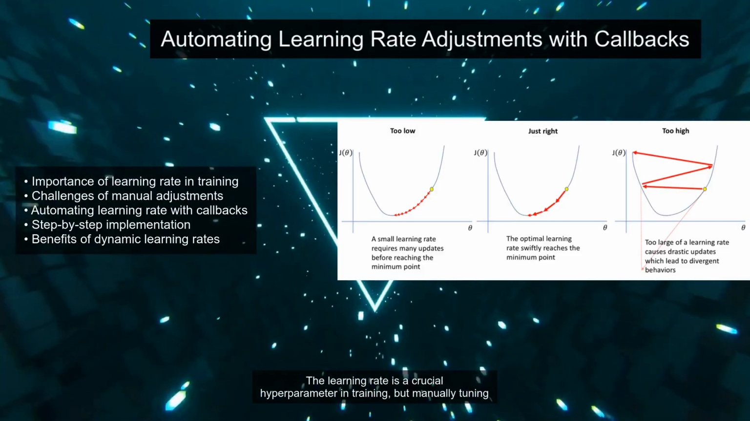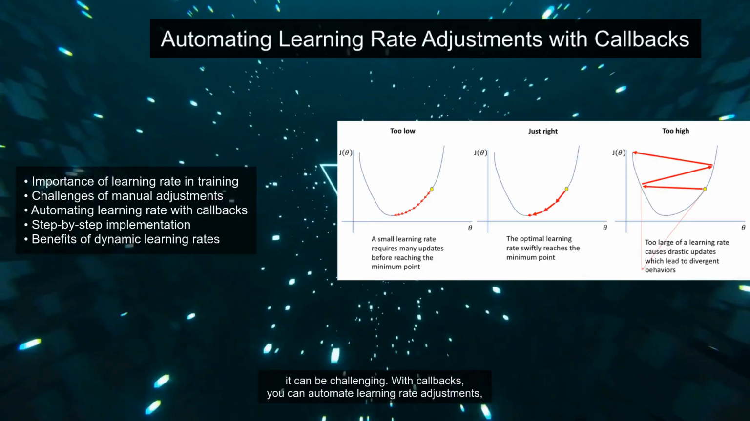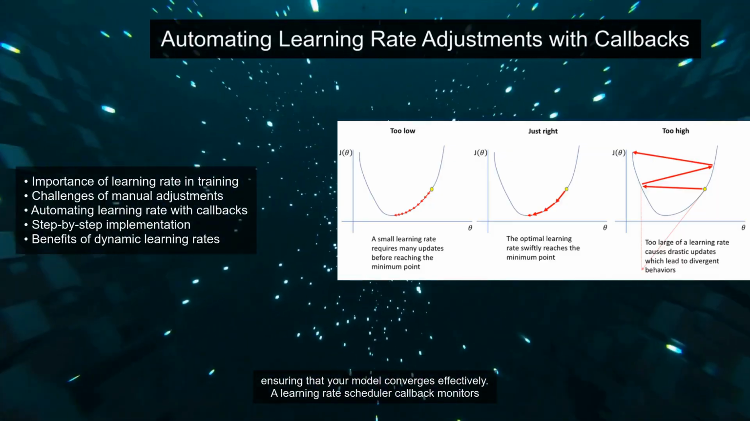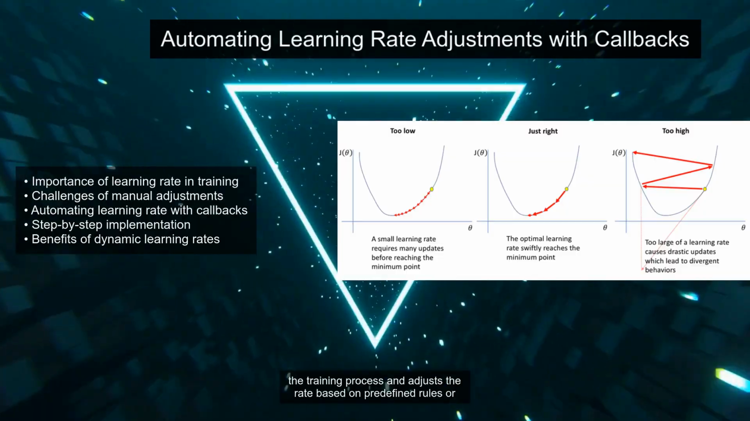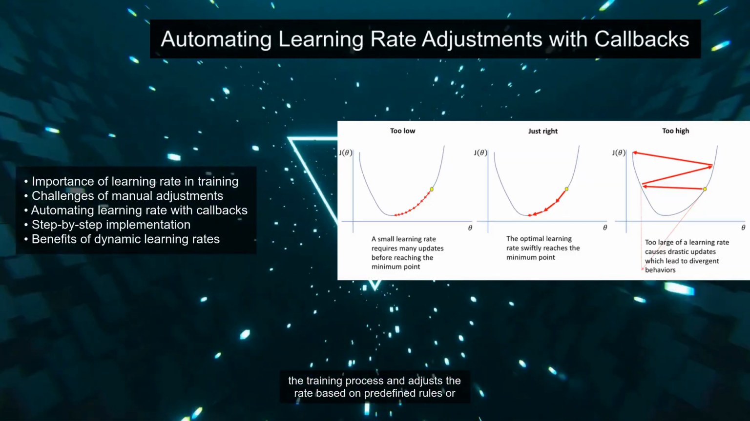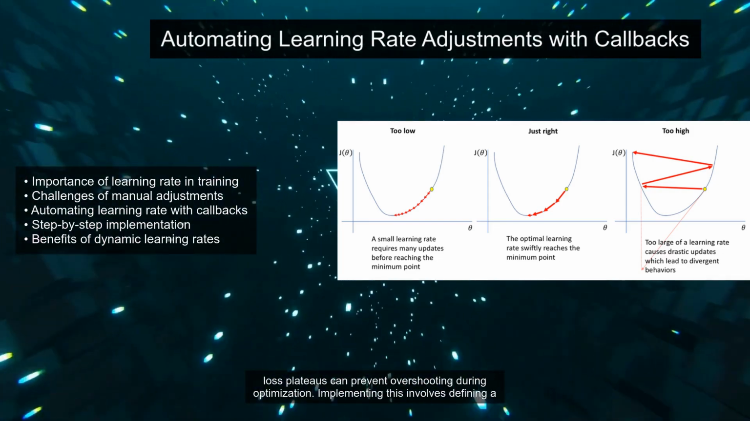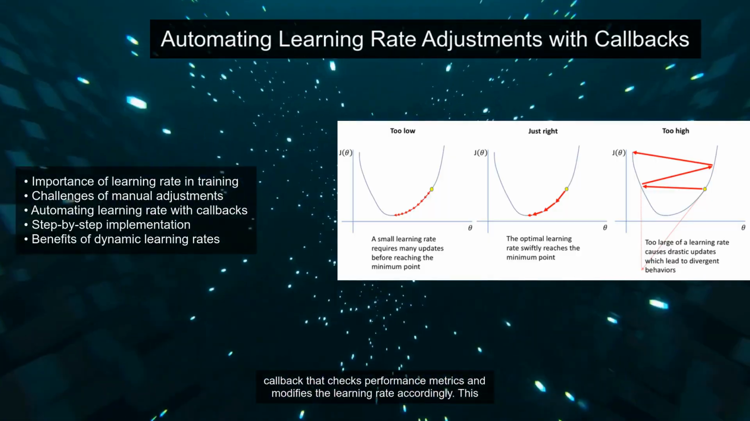The learning rate is a crucial hyperparameter in training, but manually tuning it can be challenging. With callbacks, you can automate learning rate adjustments, ensuring that your model converges effectively. A learning rate scheduler callback monitors the training process and adjusts the rate based on predefined rules or the model's performance. For example, reducing the learning rate when the validation loss plateaus can prevent overshooting during optimization.